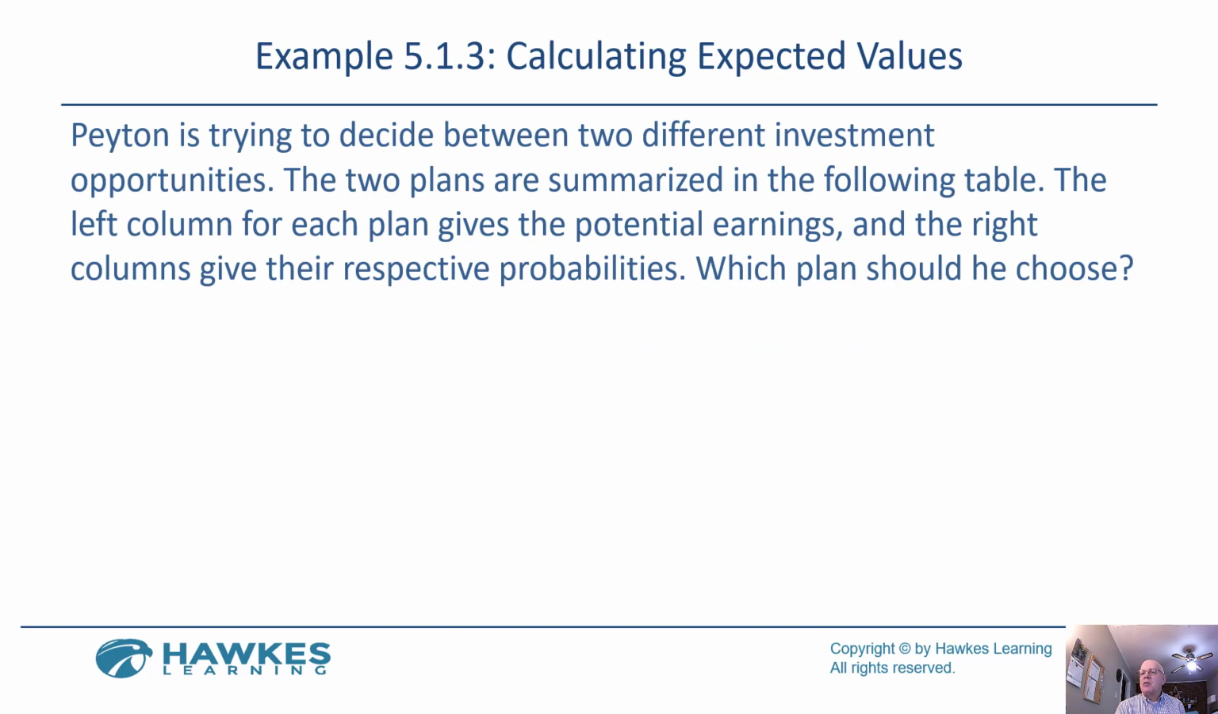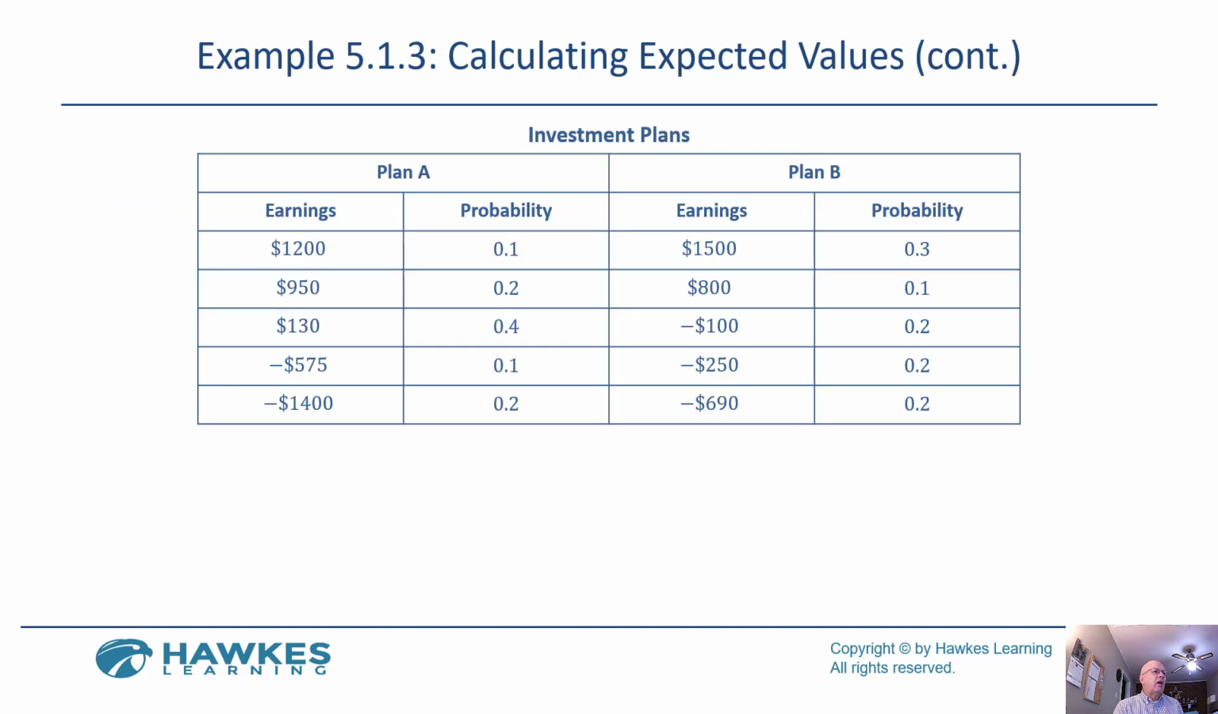Now how about some practical value for this? We're trying to decide between two different investment opportunities. Perhaps two stocks, and you've got potential earnings, and you've got their respective probabilities. Which plan should Peyton choose? You've got plan A, and you've got plan B. Which one do you pick? Here is a table showing the possible earnings and the probability for each one.